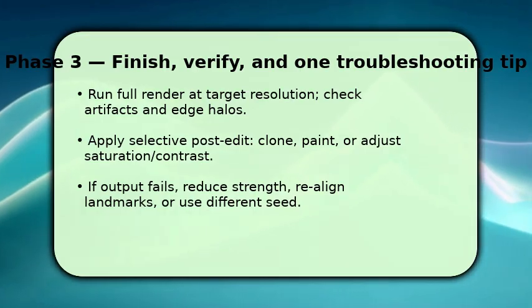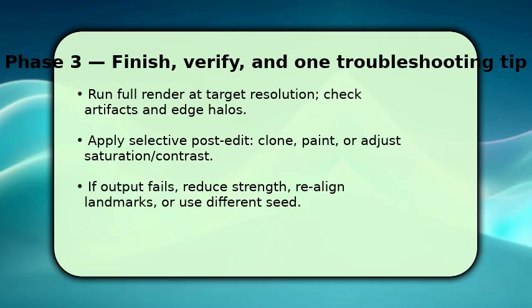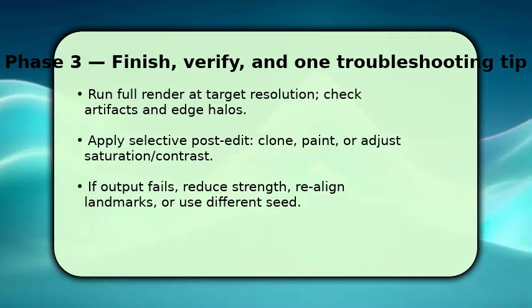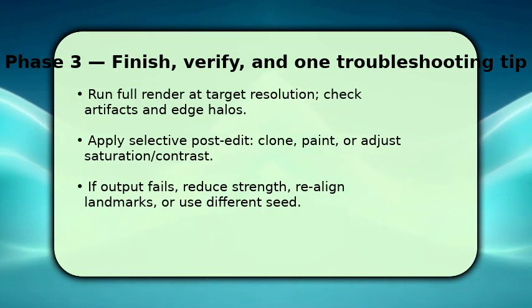If things go wrong, for example, warped eyes or color shifts, reduce transformation strength, realign landmarks, or change the random seed. These steps usually fix persistent problems.